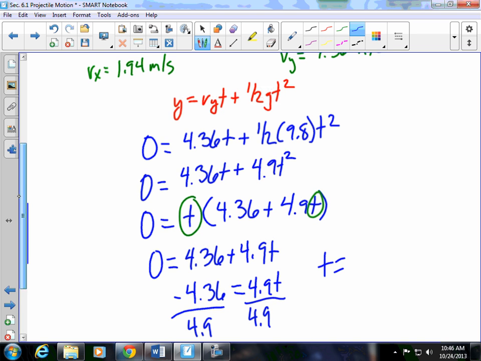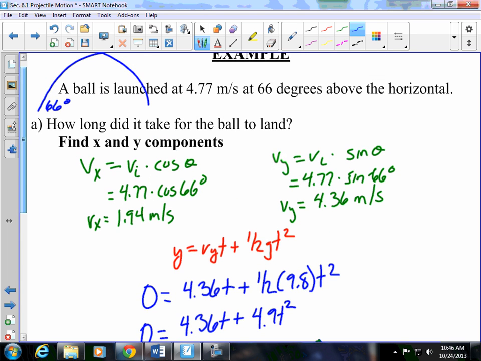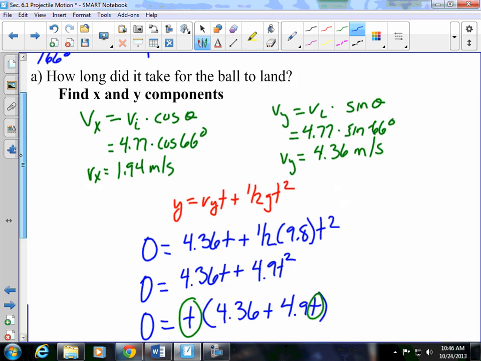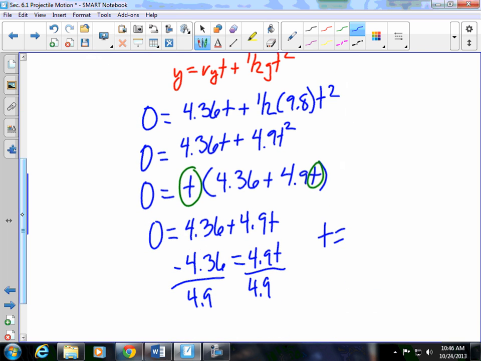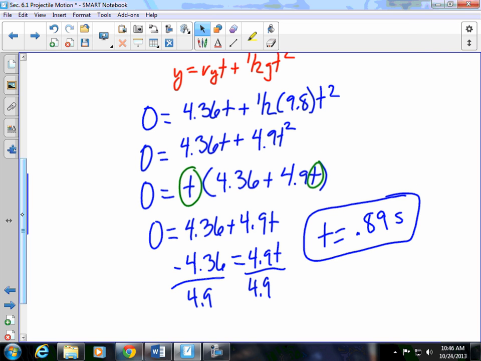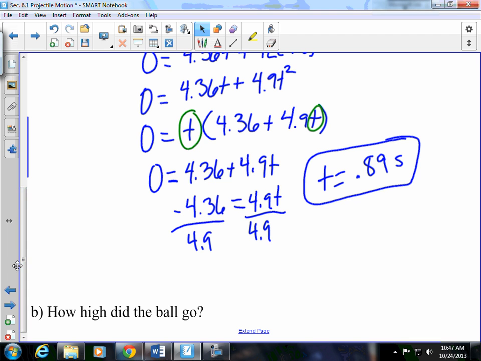Remember sig figs? We started with 2 because our angle was in 2. So we're going to end with 2, and our time ends up being 0.89 seconds. All right. That's the first question.